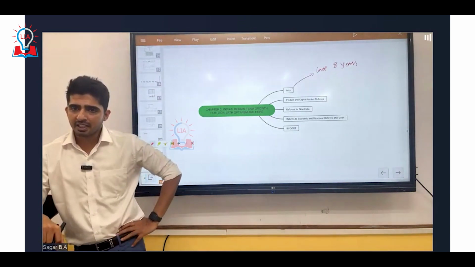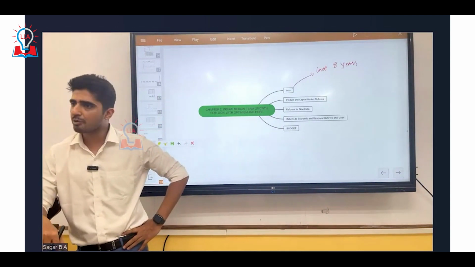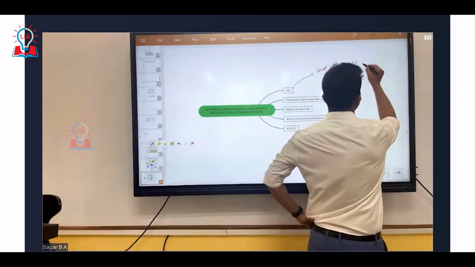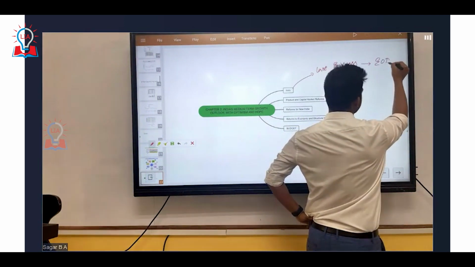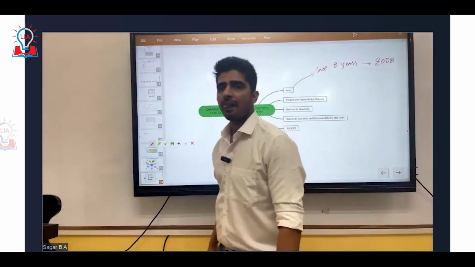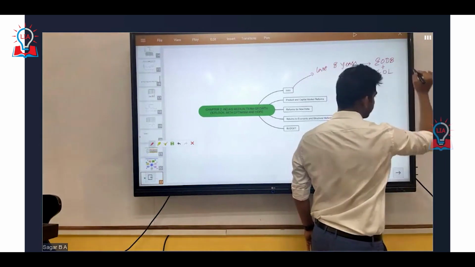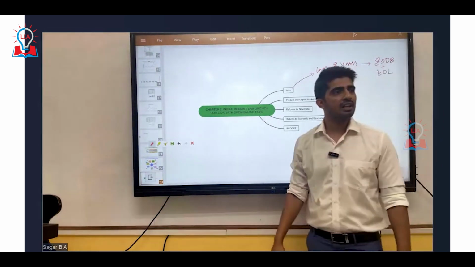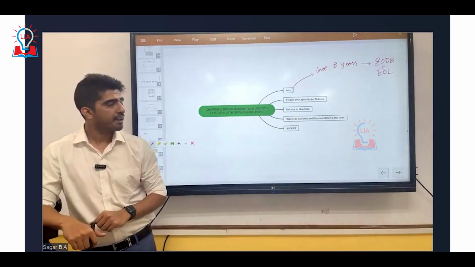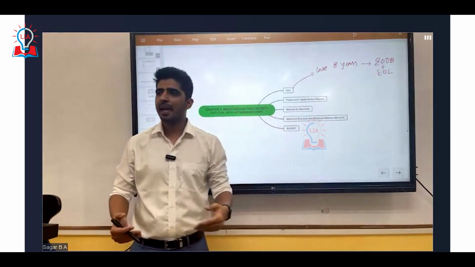A lot of reforms have been undertaken. We call them new age reforms. The aim of these reforms that have been undertaken in the last 8 years is twofold. One is ease of doing business. The reforms aim at ease of doing business and also at the same time enhance EOL. What is EOL? Ease of living.